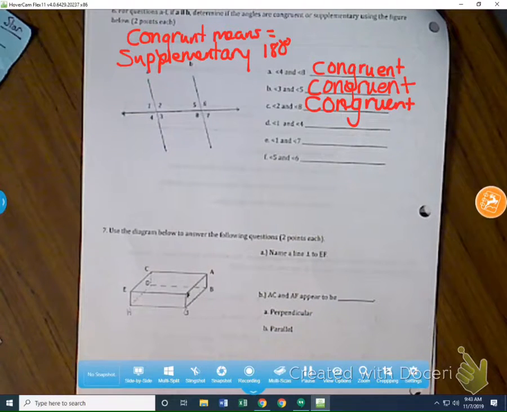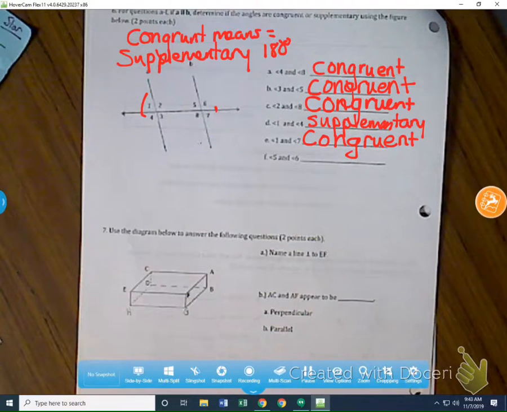What about 1 and 4? Why are they supplementary, Chris? They're not across from each other. What do they form? They form a line. Yeah, it's a linear pair. Linear pairs are supplementary. Okay, 1 and 7. They are congruent. What type of angles are those? Alternate exterior. Alternate exterior angles are congruent.